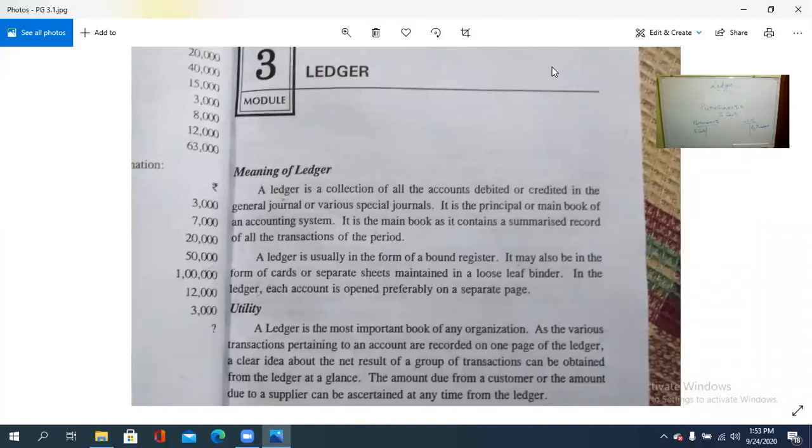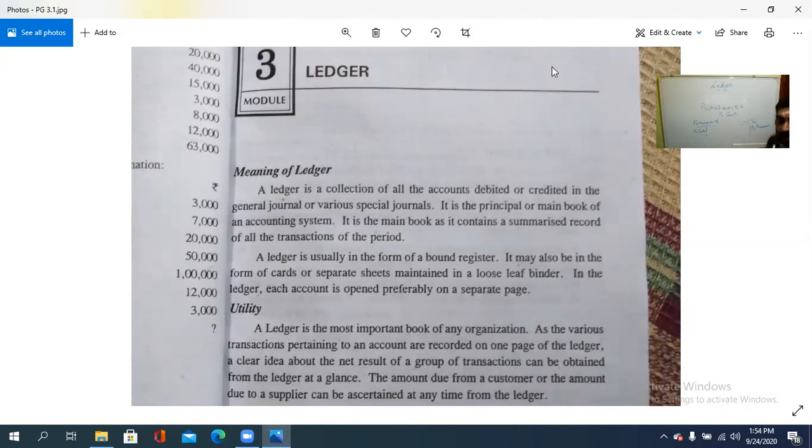So listen, the meaning of a ledger. A ledger is a collection of all the accounts debited or credited in the general journal or various special journals. It is the principal or main book of an accounting system. It is the main book as it contains a summarized record of all the transactions of the period. A ledger is usually in the form of a bound register.